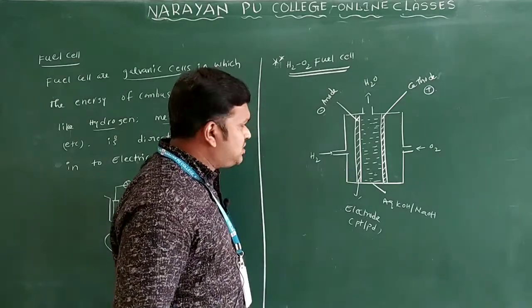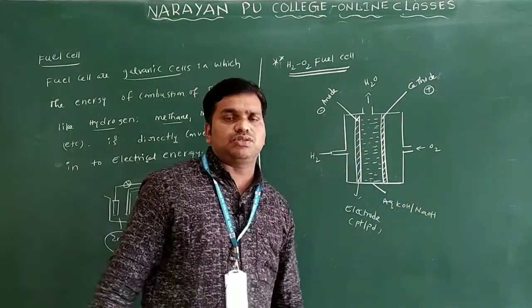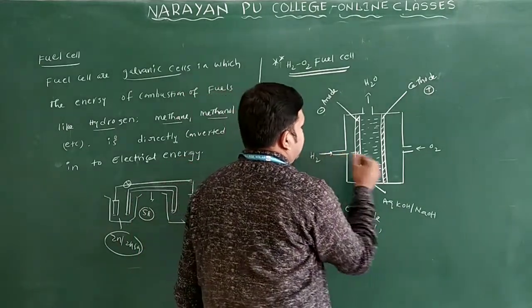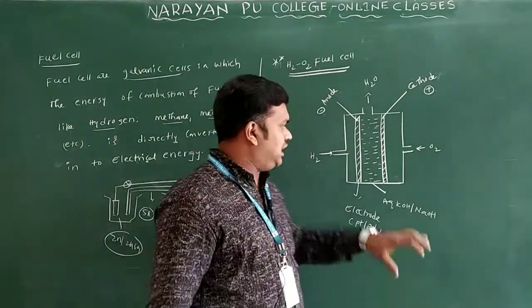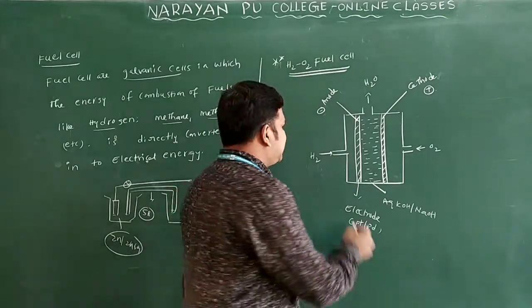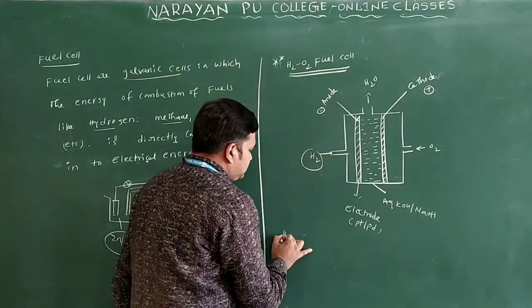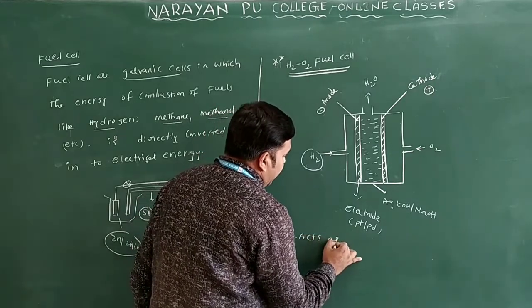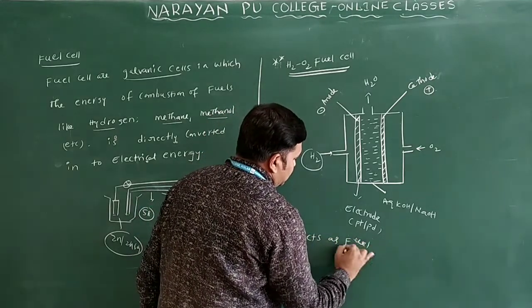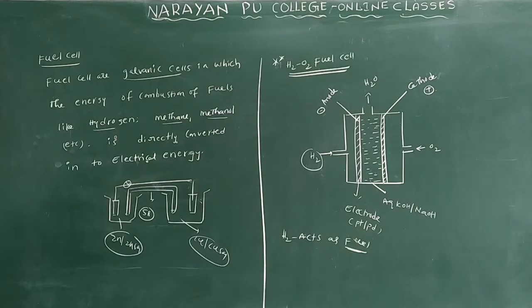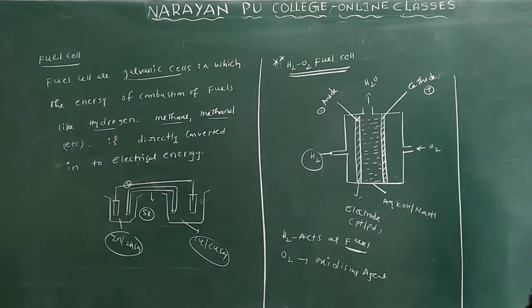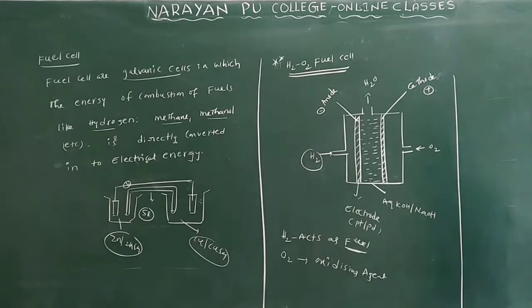Generally we pass H2 and O2 gases, bubbled through this electrolytic solution. Here we send H2 gas, and here O2 gas. Here H2 acts as a fuel. What is the role of H2? H2 acts as a fuel element. And we also have oxygen. So H2 acts as the fuel and O2 acts as the oxidizing agent.